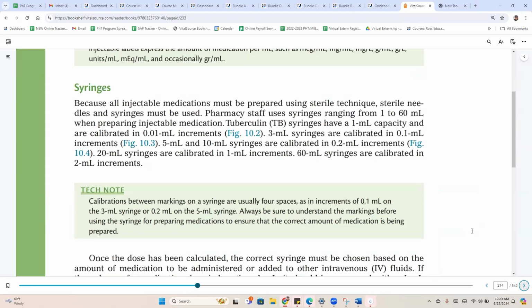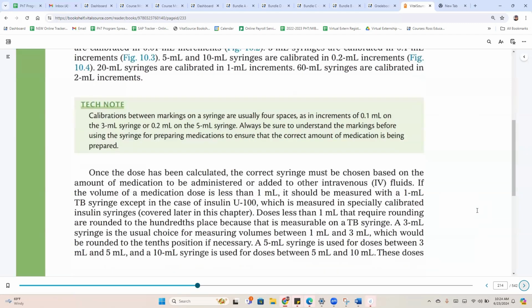Because all injectable medications must be prepared using sterile technique, sterile needles and syringes must be used. Pharmacy staff uses syringes ranging from 1 to 60 milliliter when preparing injectable medications. TB syringes have a 1 ml capacity and are calibrated in 0.01 ml increments. 3 ml syringes are calibrated in 0.1 ml increments. 5 ml and 10 ml syringes are calibrated in 0.2 ml increments, and 20 ml syringes are calibrated in 1 ml increments. 60 ml syringes are calibrated in 2 ml increments.